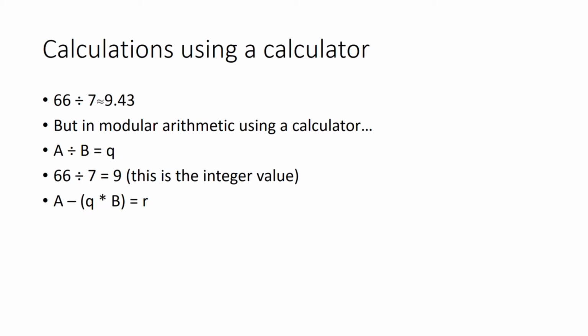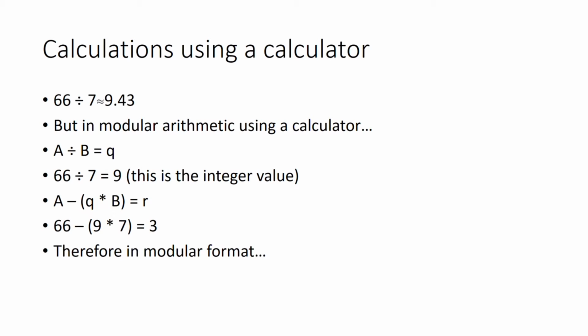So you're using this equation. Effectively, this will be 66 minus 9 times 7, and that'll give you the remainder, which is what you're trying to find using mod arithmetic. 9 times 7 equals 63, so it's going to be 66 minus 63, which is actually 3. So therefore, as r equals 3, in modular arithmetic, you'll find 66 mod 7 is equal to 3.